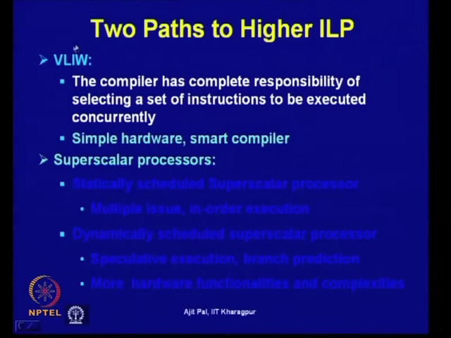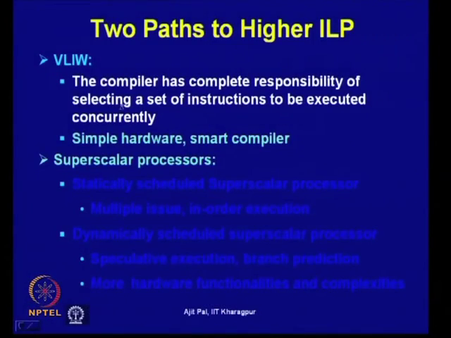One is VLIW, very large instruction word, and in the last lecture we discussed in detail how it really works. We have seen that the compiler has complete responsibility for selecting a set of instructions to be executed concurrently. The compiler identifies instructions which can be executed in parallel, then several instructions are concurrently issued, and of course this will require multiple functional units in the processor. For a VLIW processor, the hardware requirement is simple, because it does not require complex issue hardware. However, it requires a smart compiler, what is known as an optimizing compiler.